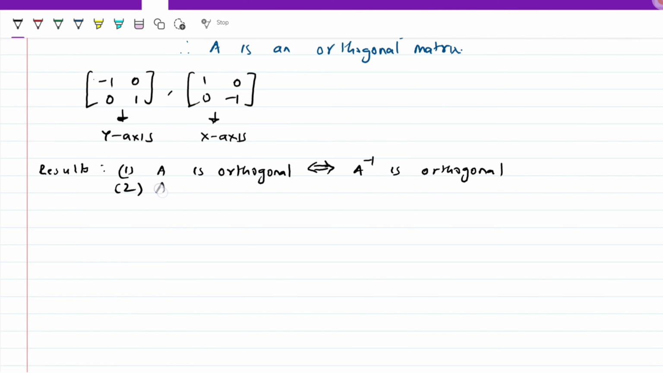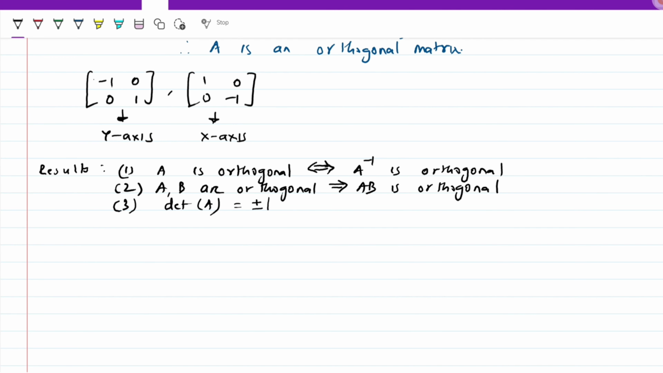Then if A and B are orthogonal matrices of the same order, this implies that the product AB is also going to be orthogonal. And lastly, the determinant of an orthogonal matrix is either plus or minus 1.